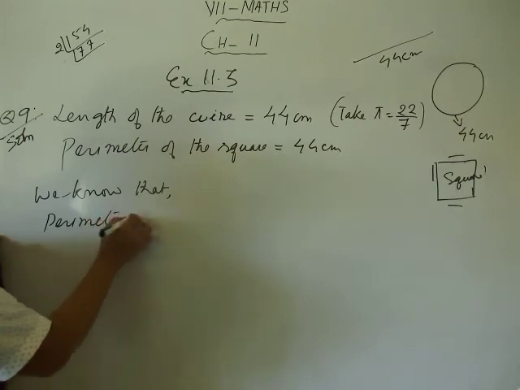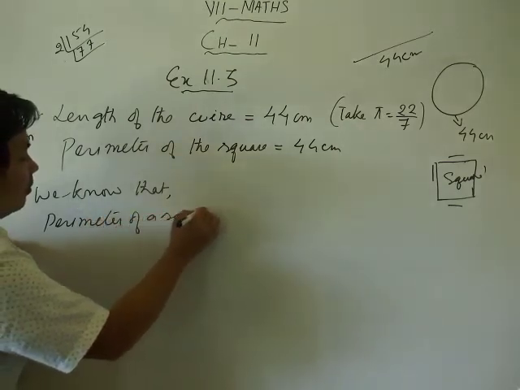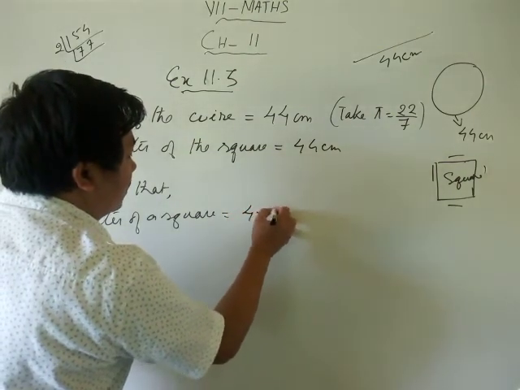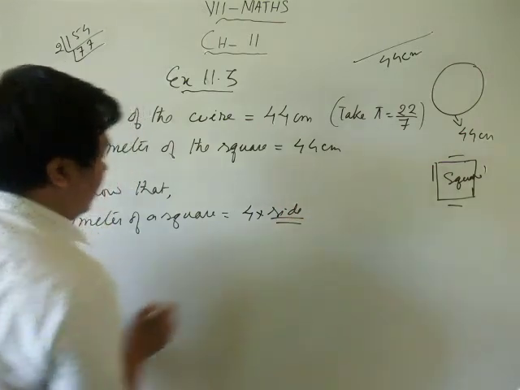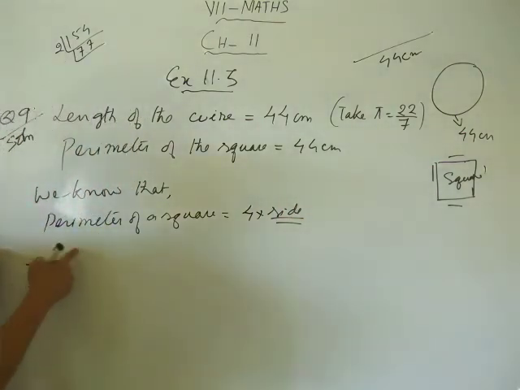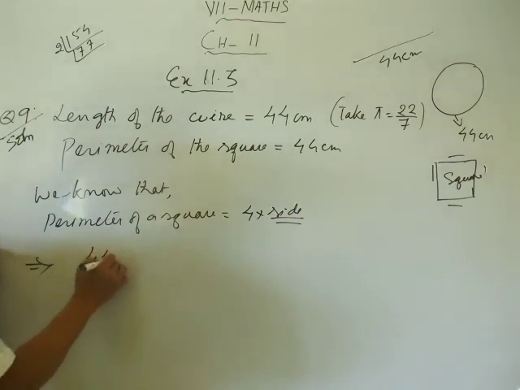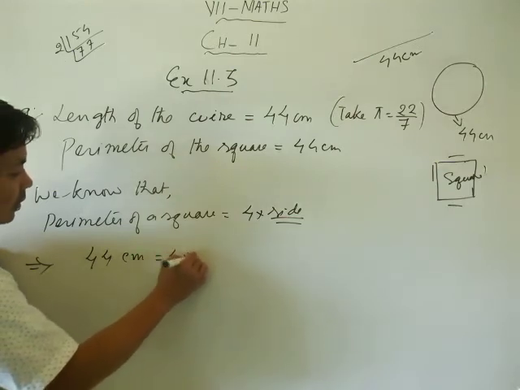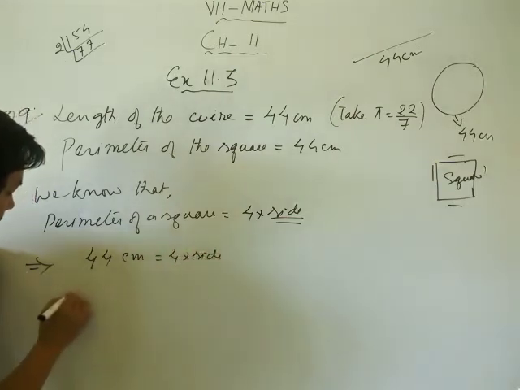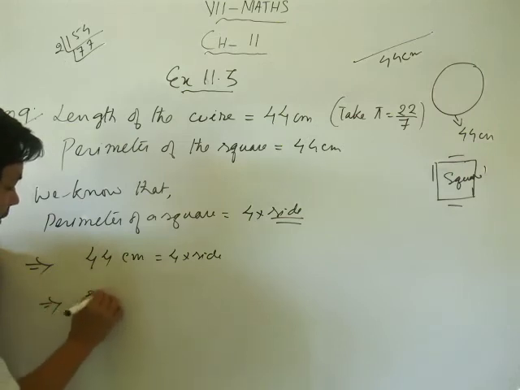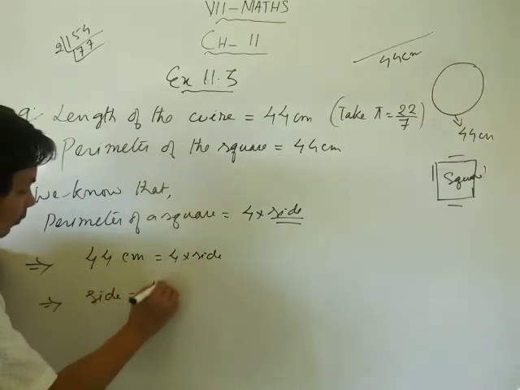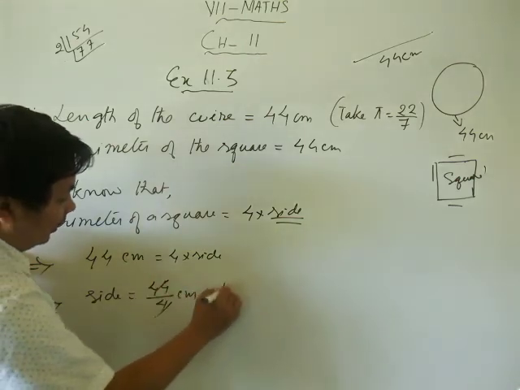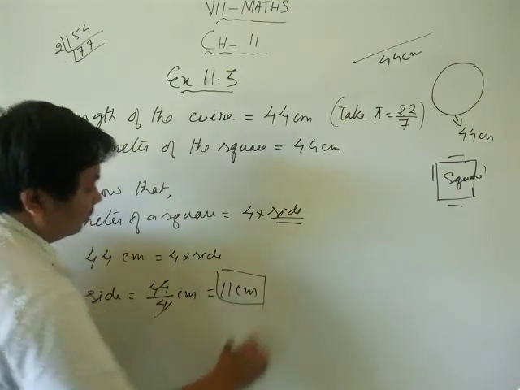But we know that the perimeter of a square is equal to 4 into side. This side we will find. The perimeter is given as 44 centimeter, so 44 centimeter is equal to 4 into side. So what is the side of the square? Now, very simple. Side is equal to 44 divided by 4 centimeter. That means 11 centimeter. That's all.